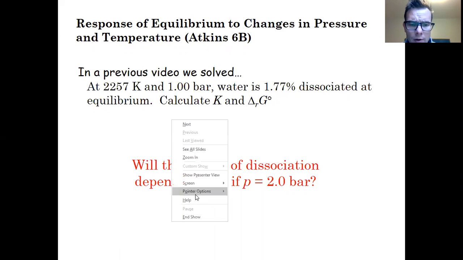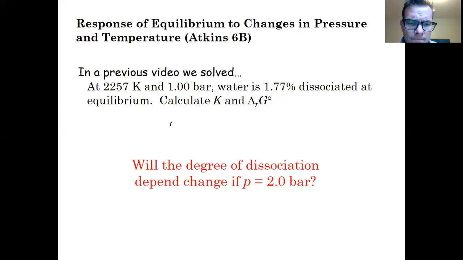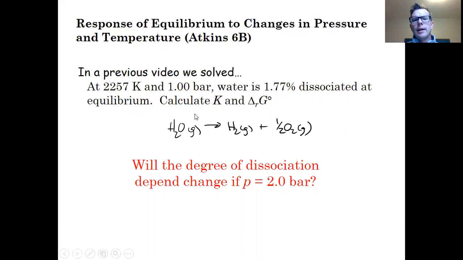So the idea is that we have water which was dissociating into hydrogen and oxygen, H2O gas going to H2 gas plus 1/2 O2 gas. And given some set of conditions, 1 bar and 2000 Kelvin, we can calculate equilibrium constants, delta G's, and all of that. The question is, well, what if we're not at 1 bar? Will the degree of dissociation change if the pressure is 2 bar? Pause for a second. Think about an answer.